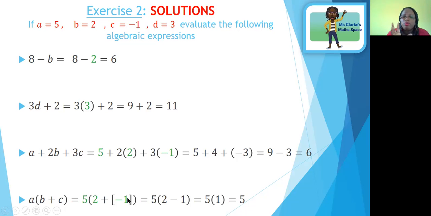So then we have 2 sets of brackets, so we want to work out the inner brackets first. We're dealing with 2 plus -1. 2 plus -1 is the same as saying 2 minus 1, and we know that 2 minus 1 is 1. So now we would end up having 5 multiplied by the brackets, 5 multiplied by 1, and our answer will be 5.